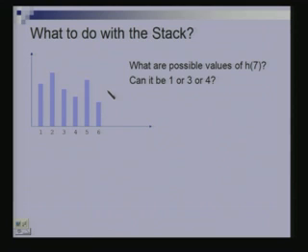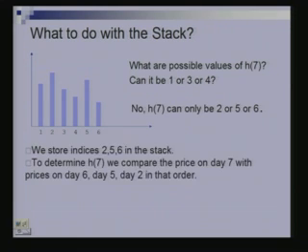So, what are the possible values that h of 7 can take? 2, 5 and 6. These are the only possible values that h7 can take. I do not know what h7 is, but these are the only values it can take. So, we will store these indices 2, 5 and 6 in an array, in a stack. 2 will be at the bottom of the stack, 5 will be above that and 6 will be at the top.